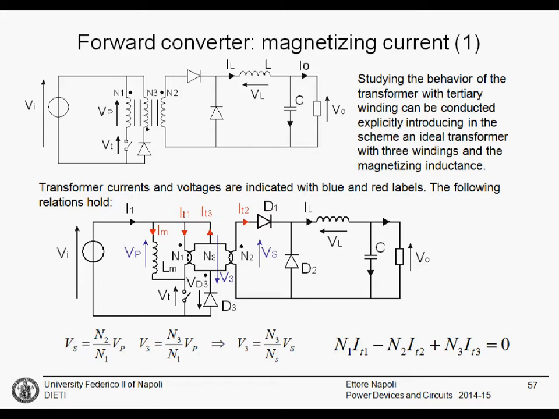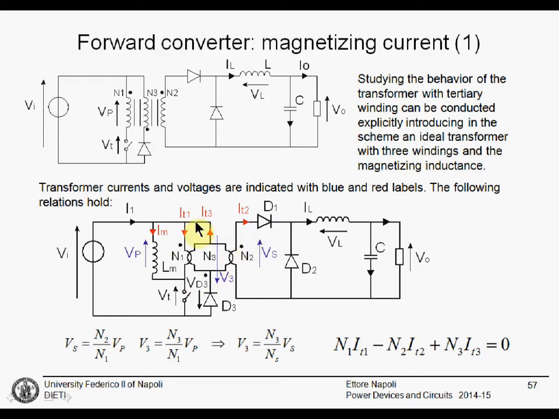A possible way to study the schematic of the forward converter is substituting the transformer with three windings with the ideal model of a transformer plus the magnetizing inductance. This has been done here. These three coupled wires represent the ideal transformer, and this inductance is the magnetizing inductance present due to the ferromagnetic core.